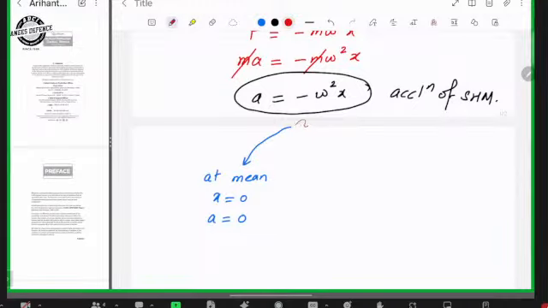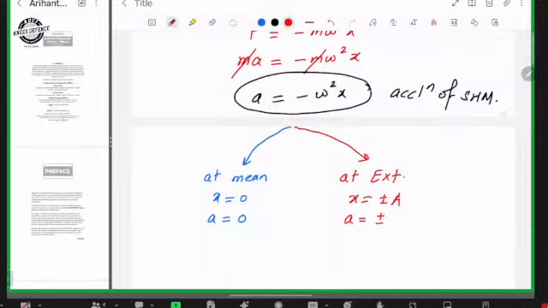Similarly, at both the extremities, I can put x is equal to plus minus a, because at the positive extreme position I can substitute x is equal to plus a, and at the negative extreme position I can put x is equal to minus a. So if you put x is equal to plus minus a, you will get acceleration a is equal to minus plus omega square a. So you can see at mean position there is no acceleration, at the extreme position there will be highest acceleration. The magnitude of acceleration will be highest at the extreme position, and this will be the lowest acceleration.